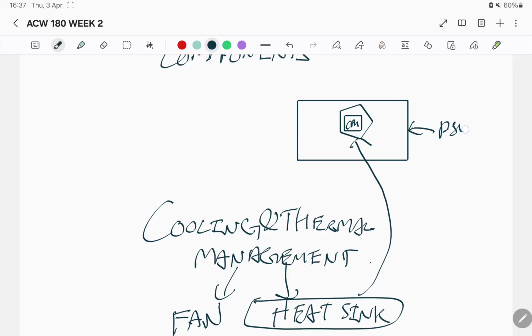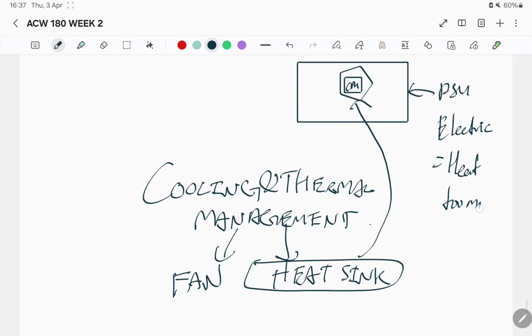You got the PSU over here, which is the electric. Electric equals to heat. When heat is too much, it equals to burn. When burn equals to spoil. So you got your chip fire. Then it's spoiled.